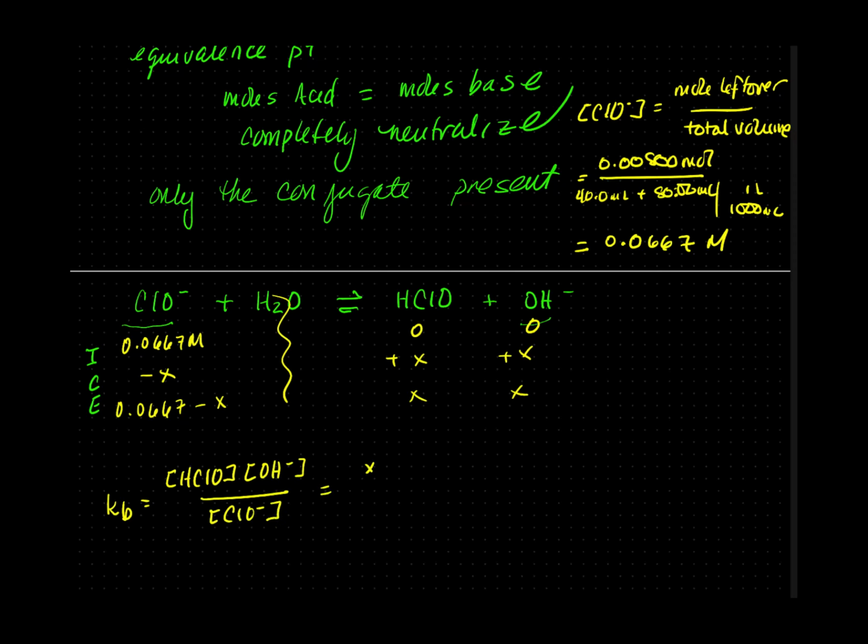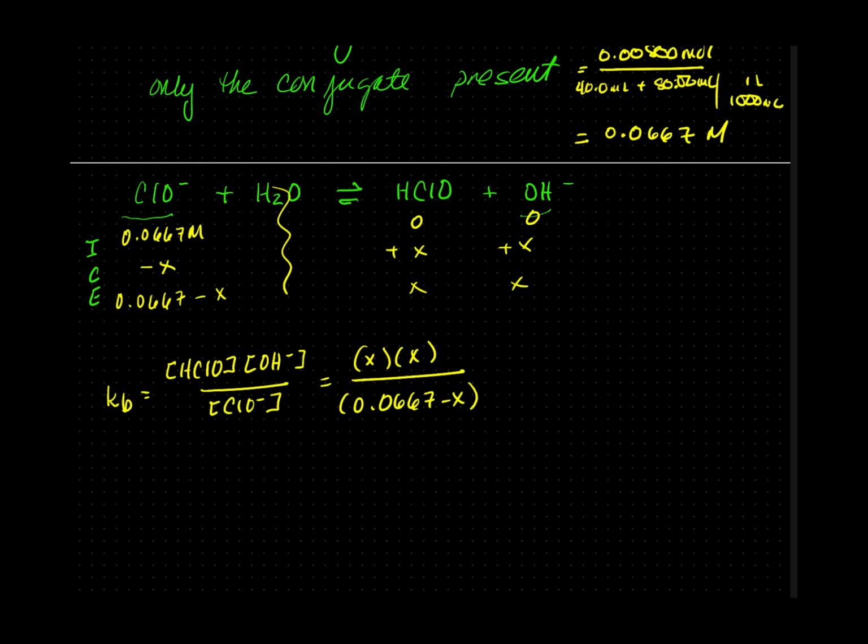Plugging in, this is x times x divided by 0.0667 minus x. But we don't know Kb. However, we could find Kb. The relationship between Kb and Ka is Kw, which is the equilibrium constant for water. This is equal to Ka times Kb. Water is 1 times 10 to the negative 14, equal to Ka, which was 2.9 times 10 to the negative 8, times Kb. So Kb is equal to 3.448 times 10 to the negative 7.